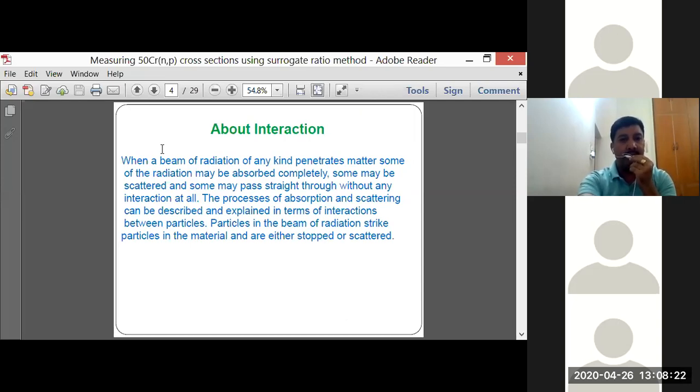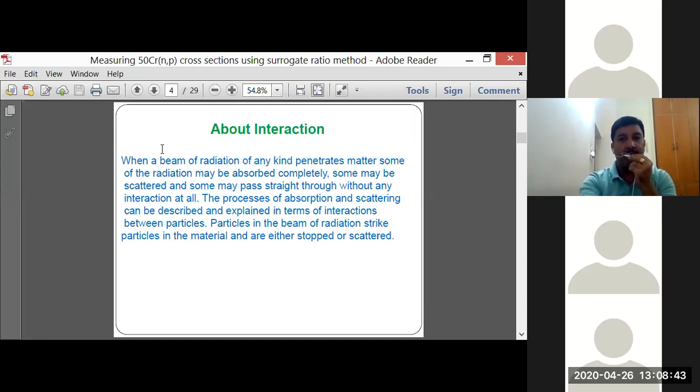Whenever we say a beam of radiation, it means a linear beam of radiation particles. Like if you say alpha, you can have 10 to the power 6, 10 to the power 7 particles per second of alpha particles. So that is called a beam.